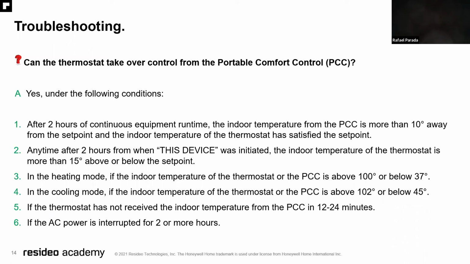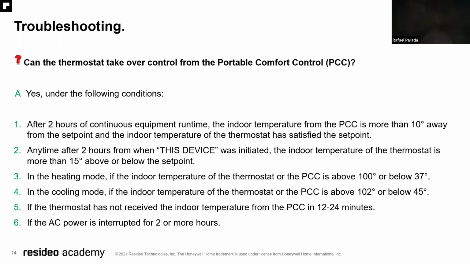Can the thermostat take over control from the portable control, comfort control, sorry? The answer is yes. We have different cases and scenarios. For example, after 2 hours of continuous equipment runtime, if the indoor temperature from the portable control is more than 10 degrees away from the set point, and the indoor temperature of the thermostat has satisfied the set point, this means that probably the remote control is either covered by some blankets or is in a location where the temperature is not accurate. So the thermostat will regain control in this scenario.